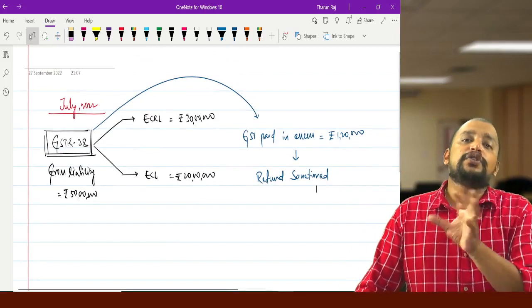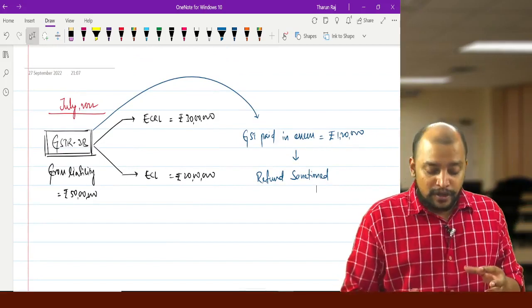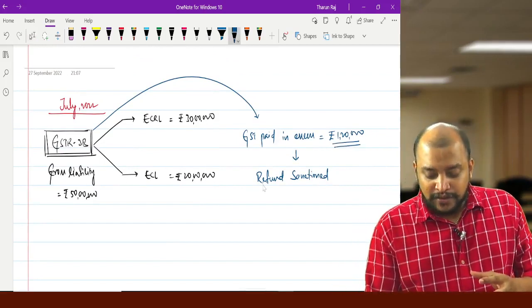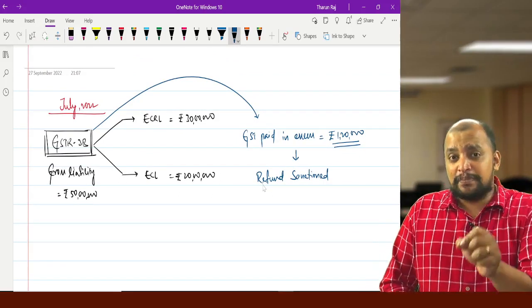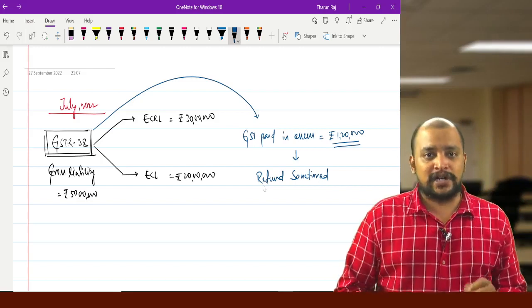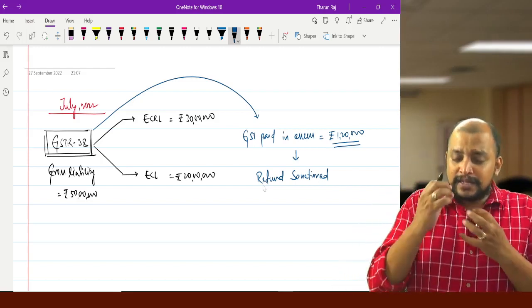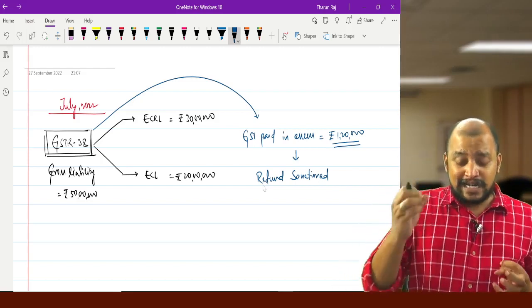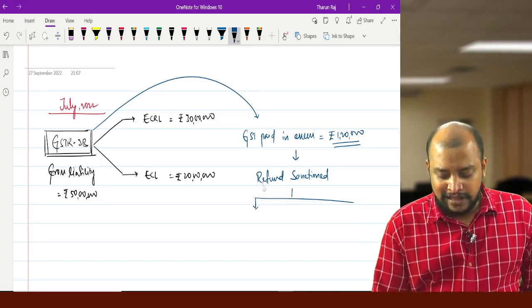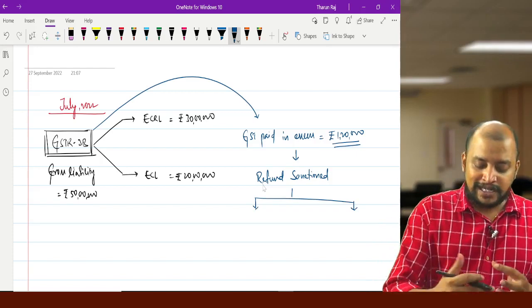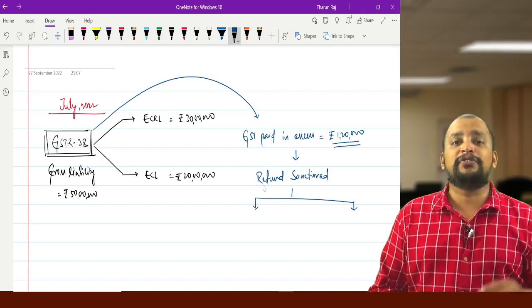It will not go only to the electronic cash ledger, because this 1,20,000 is definitely not paid fully through the cash ledger. It is partly paid through credit ledger and partly through cash ledger. Due to that reason, this amount will go to the credit ledger as well as the cash ledger. In what ratio? The law says it will go to the credit ledger and cash ledger in the payment ratio for that month.